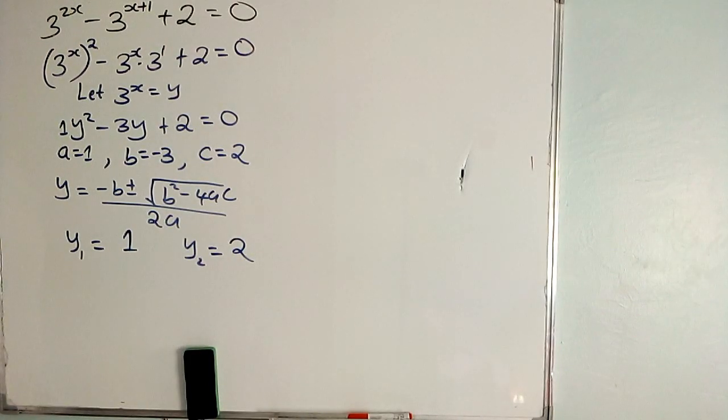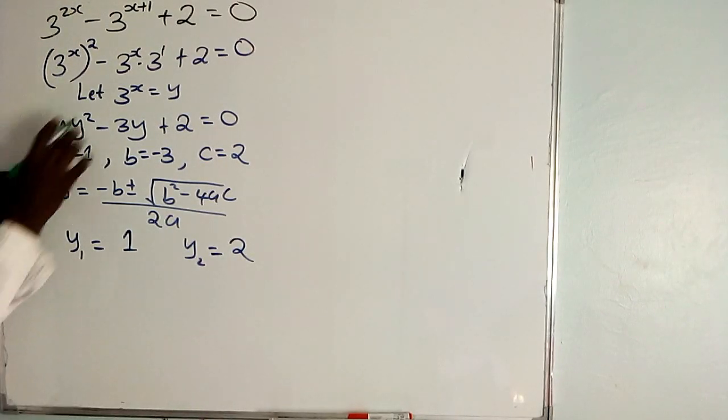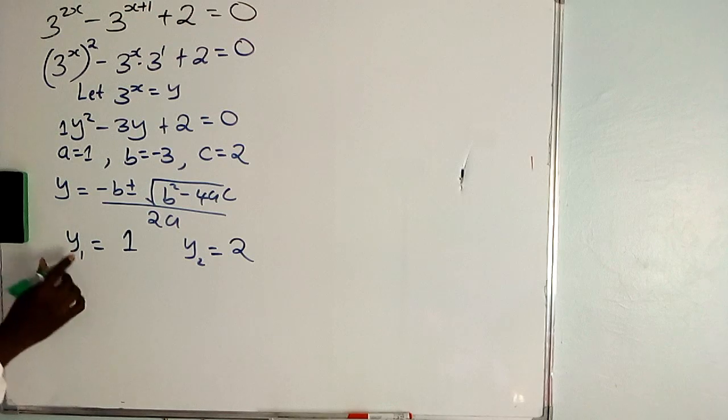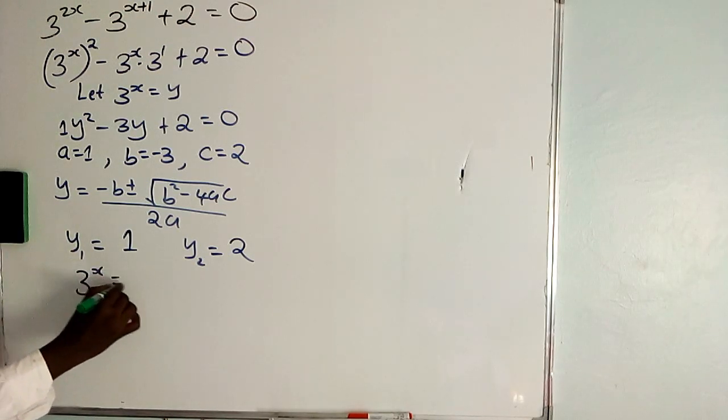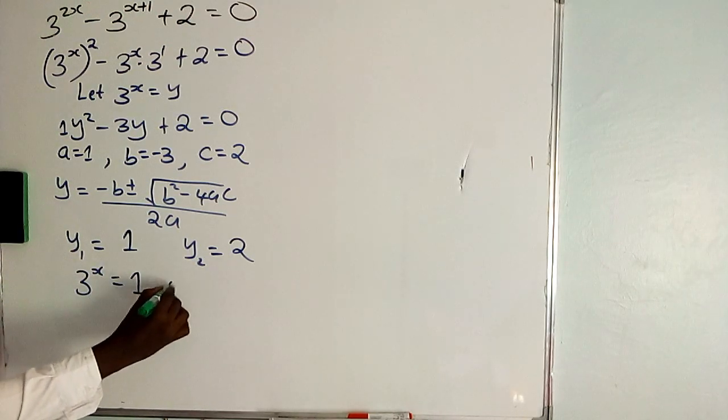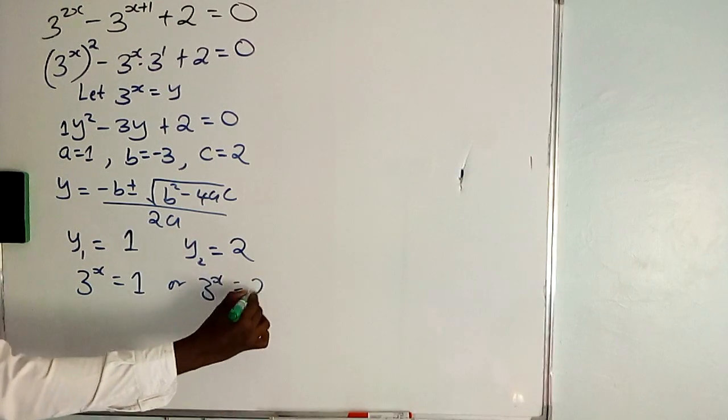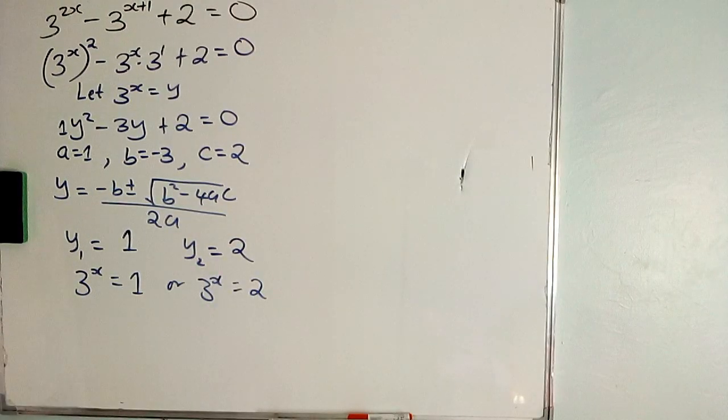So after getting the value of y, remember y was what? Was 3 raised to power x. So where there is y, you put 3 raised to power x. Meaning 3 raised to power x is equal to 1, 3 raised to power x is equal to 2. So if you look at your final solution, it is a form of logarithms by definition, isn't it? So if you use logarithm, you can solve the power.